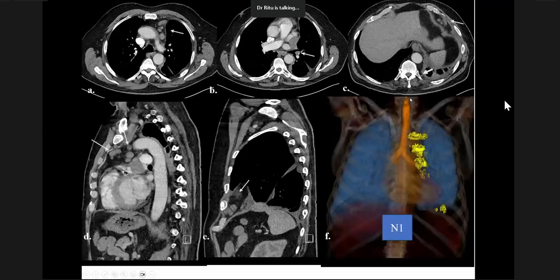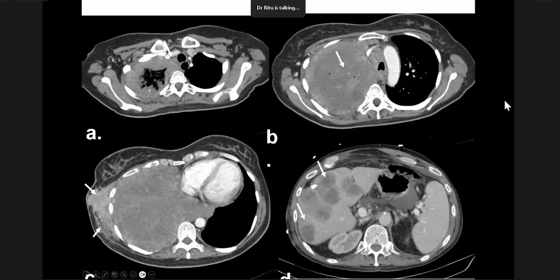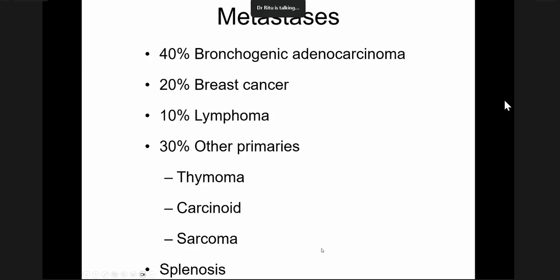Ipsilateral nodes are N1: ipsilateral mediastinal, ipsilateral hilar, including pericardial and internal mammary lymph nodes, are all considered N1. Contralateral lymph nodes, once it crosses the midline, is an N2 lymph node, and then any distal lymph nodes, supraclavicular and so forth, or outside the chest, would be an N3 lymph node. This is a tumor which is directly invading the mediastinum, and so this is mediastinal fat invasion, or direct mediastinal invasion, diffuse chest wall invasion, direct chest wall tumor.